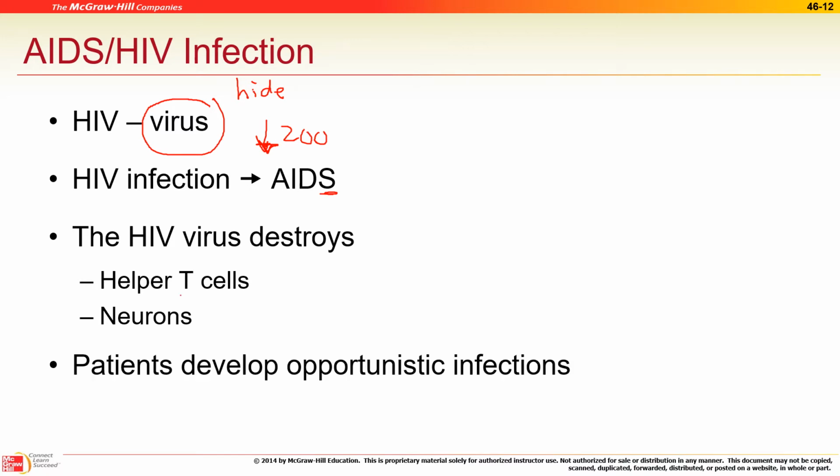Now that you are weakened, normal everyday infections can take over. So skin infections, fungal infections. If you have HIV or AIDS, it's going to be a lot harder to fight off. And it's not AIDS that kills you, it's those opportunistic infections that do.